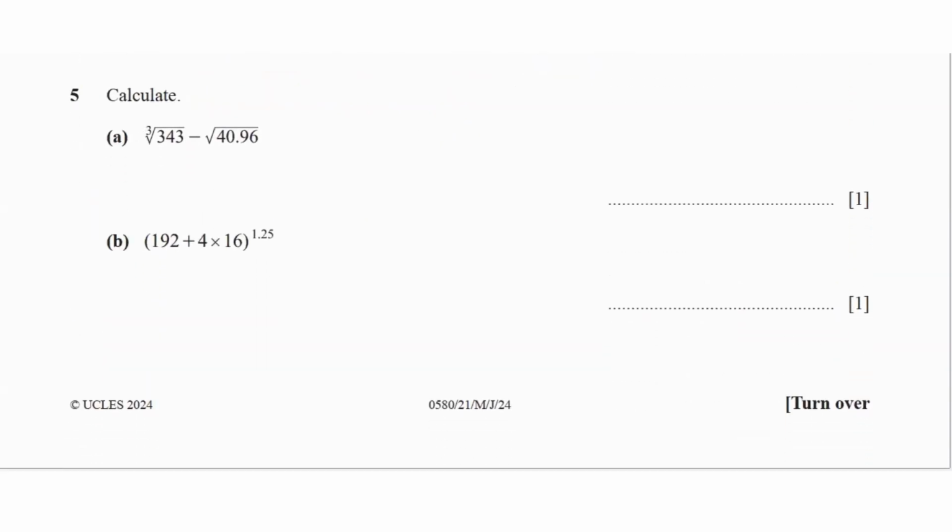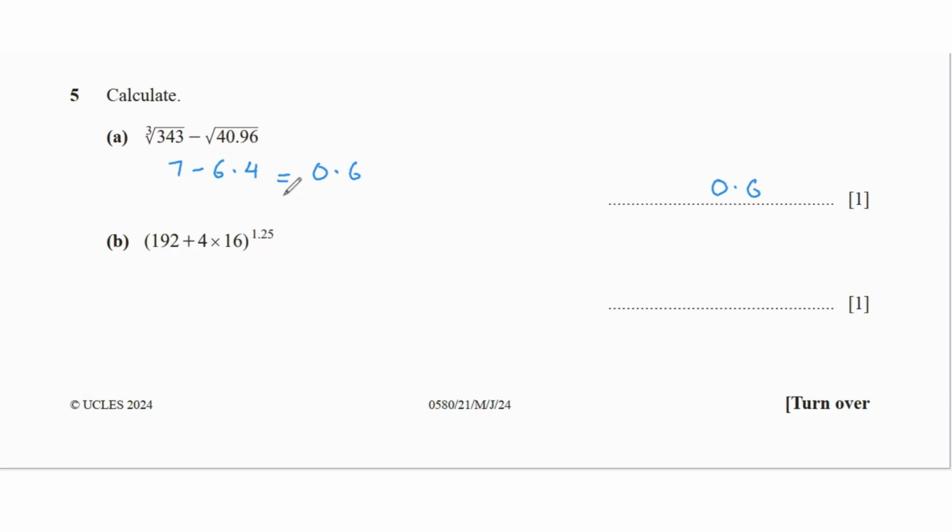Question 5 says calculate cube root of 343 minus square root of 40.96. So for this, you just plug this in the calculator. And what you'll get is 7 minus 6.4, which is basically 0.6.